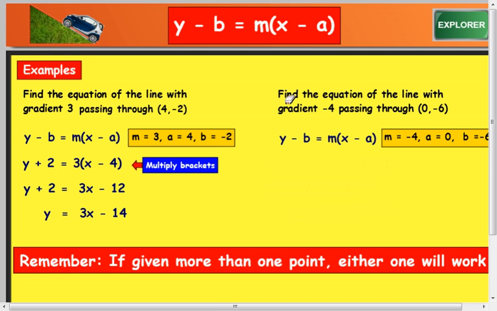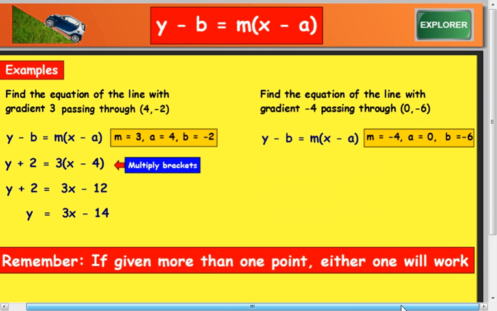Okay, second example here. Find the equation of the line with a gradient of minus 4 and it passes through 0, minus 6. So again, write down your information. So m is negative 4. A is 0 and b is negative 6. So we're going to have y take away negative 6. That becomes y plus 6. The gradient's negative 4. So negative 4 times x take away a, so x take away 0.